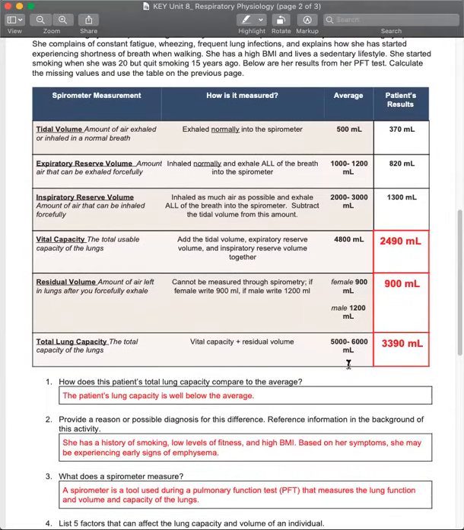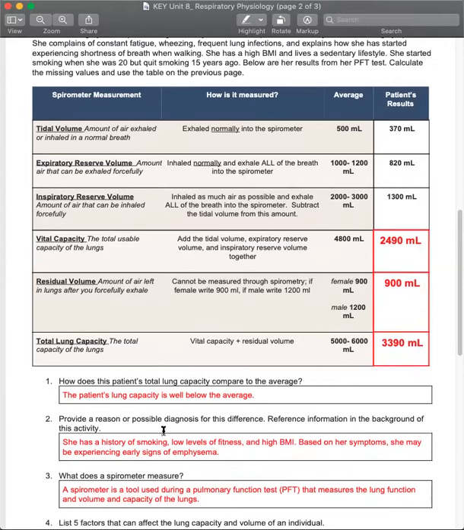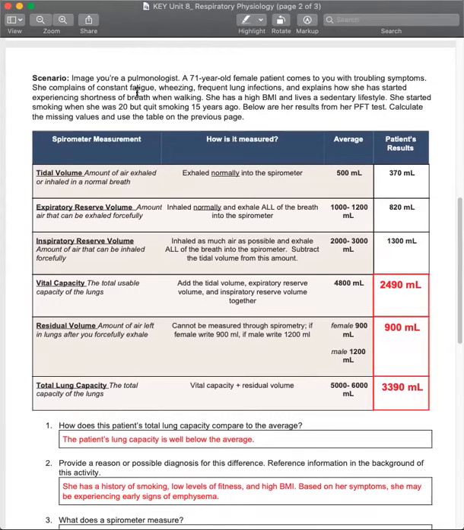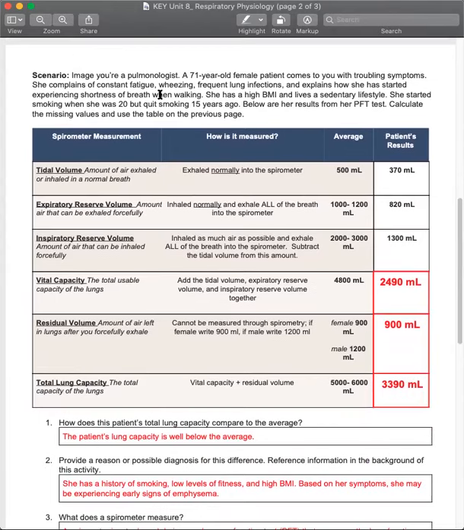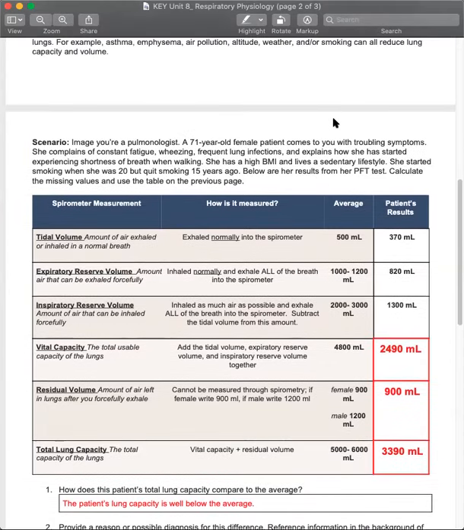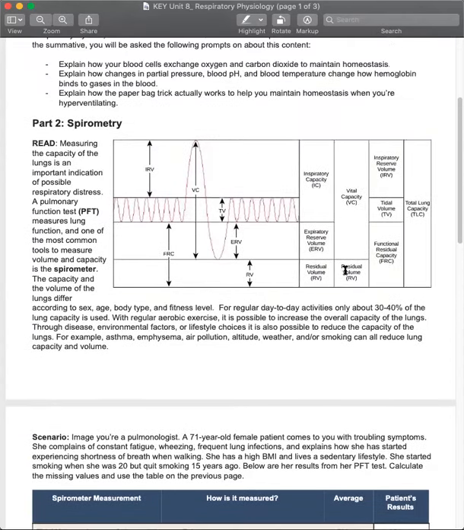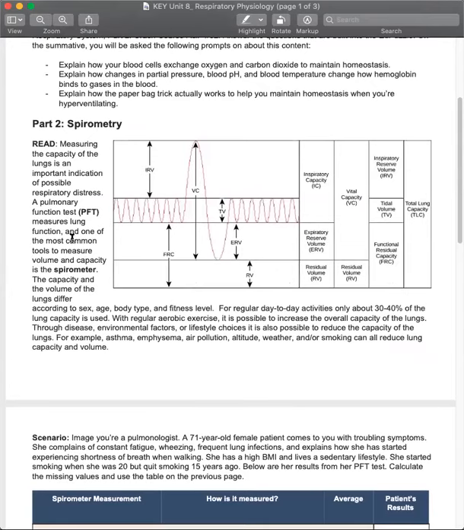The average is shown right here. So our numbers here were well below the average. Possible diagnosis or reasoning, if you look back up at the scenario, tells you that she has experience or history of smoking. She doesn't have high levels of fitness. She has high BMI. And based on these symptoms, she might be experiencing early signs of emphysema, which we talk about a little bit up here too.